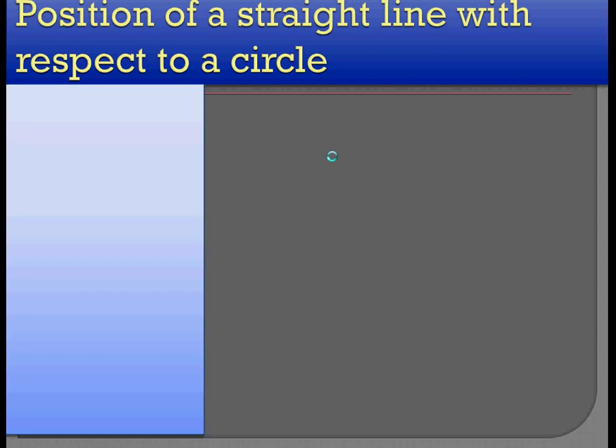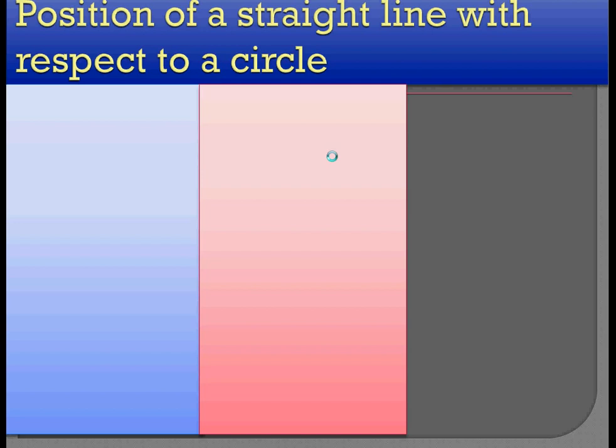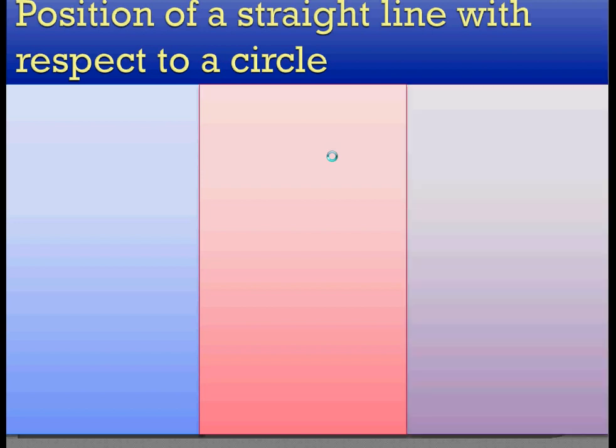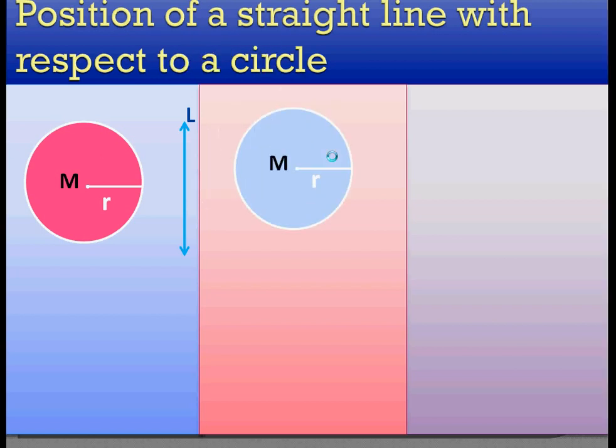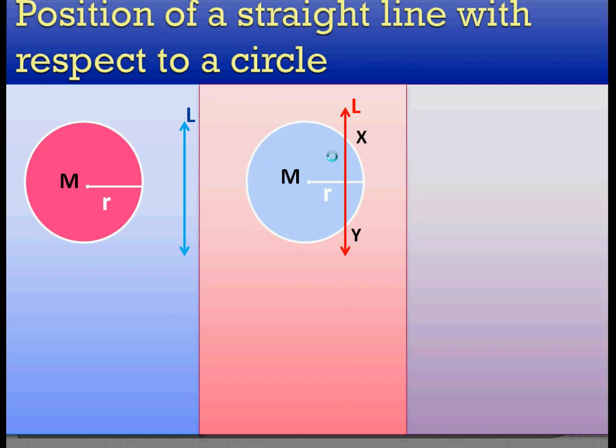I will divide the screen into 3 sections, so you can deduce that we will have 3 cases. In the first case, I have circle M with radius r and a straight line like this. This straight line is, as you see, outside the circle. In the second case, I have the circle M and the straight line is cutting the circle. In the third case, I have the straight line and a circle, and this straight line is touching the circle at one point.